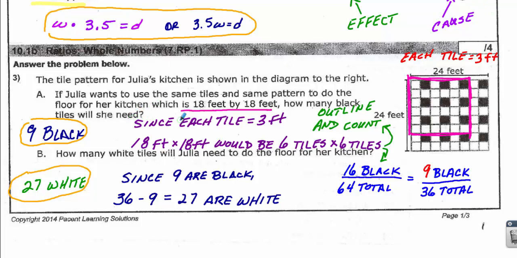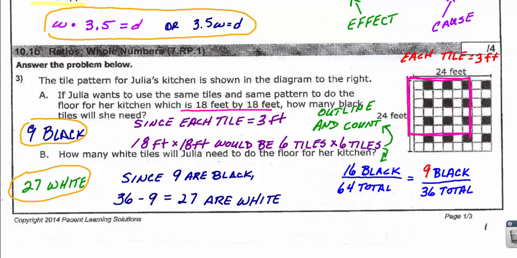If each tile is 3 feet, then to get 18 by 18, we would need 6 by 6. So we outline the 6 by 6, and we can count the tiles. Once you outline the 6 by 6, and by the way, it doesn't matter where you move that 6 by 6. It wouldn't matter if you drew the 6 by 6 over on this side. Let's just do our 6 by 6 from right here.